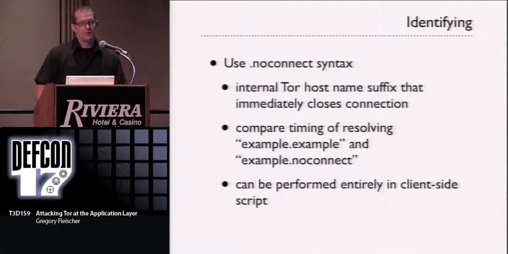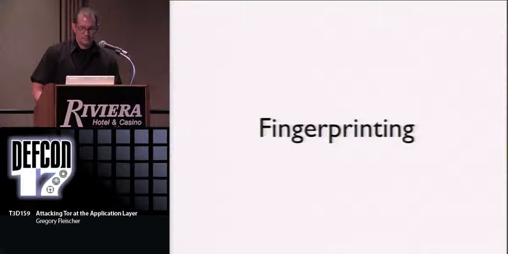So there's another internal special syntax that Tor uses, which is .noConnect. And you can use this to test the speed at which you resolve DNS names that end in .noConnect. .noConnect is essentially a no-op operation. As soon as you request an address ending in .noConnect, Tor immediately closes it. Now, if you're actually requesting host names over DNS, even going to a local DNS resolver, it's still going to take more time than it takes for Tor to close your socket. So you can use these timing discrepancies to actually identify somebody if they're using Tor. And what's attractive about this is it's entirely on the client side, entirely in JavaScript.